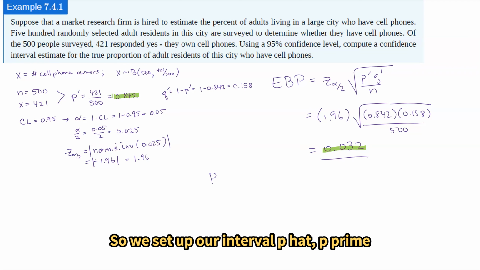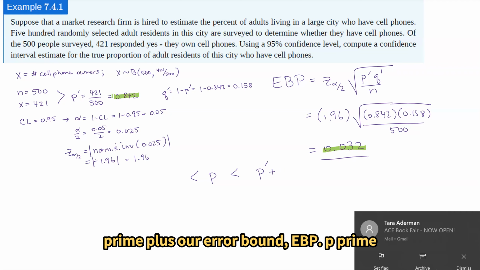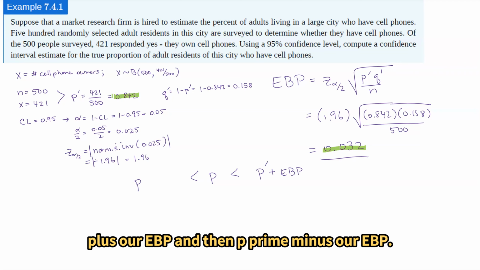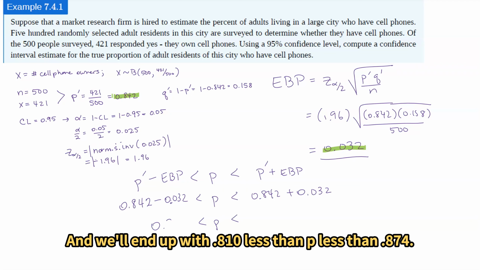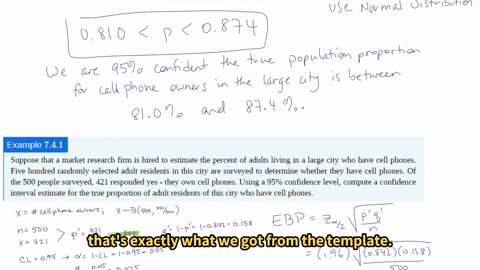So we set up our interval, p hat, p prime, whichever one you want to do. Proportion is in the middle, p prime plus our error bound, EBP, and then p prime minus our EBP. And plugging in the numbers, 0.842 minus 0.032, 0.842 plus 0.032, and we'll end up with 0.810 less than p less than 0.874. And if I scroll back up here, that's exactly what we got from the template.